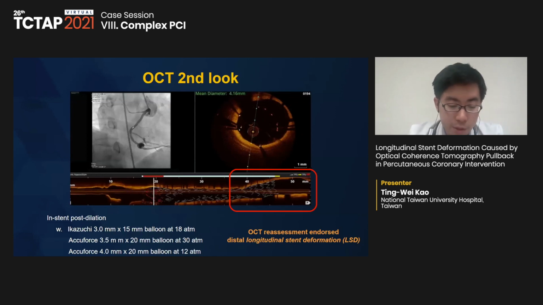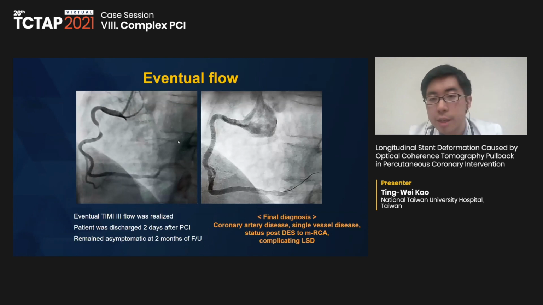Subsequent instant post-dilation with Ikazuchi and Akufos balloons was strenuous to cross over the primary stent. The OCT reassessment at this stage exhibited a distal longitudinal stent deformation. Fortunately, eventual TIMI-3 flow was realized.